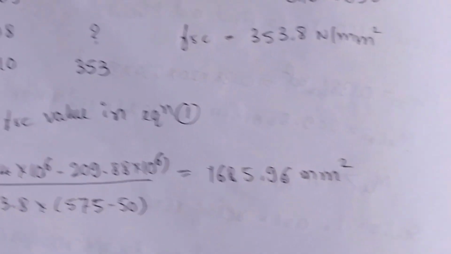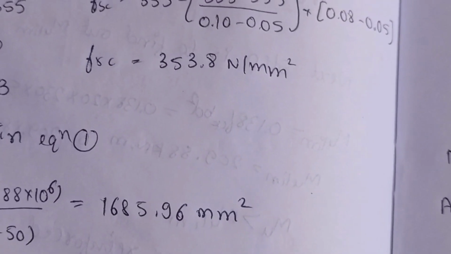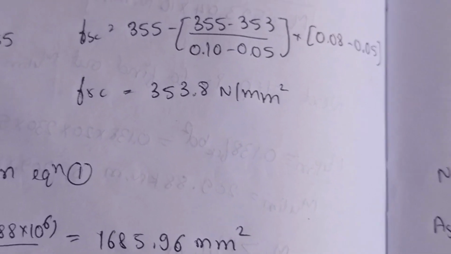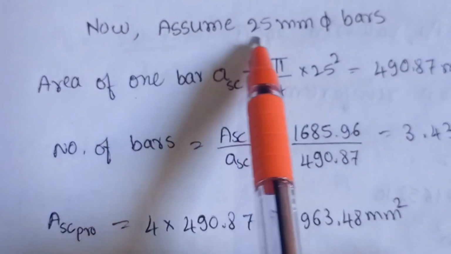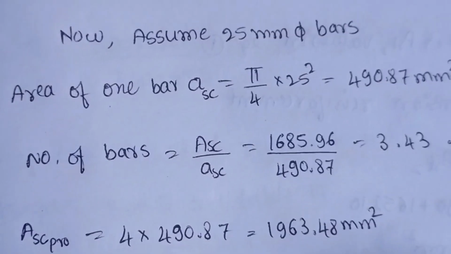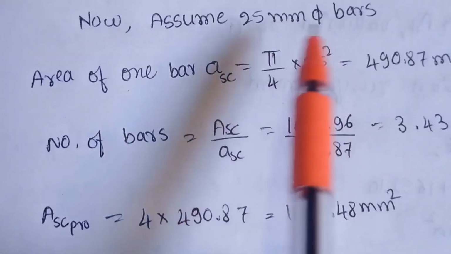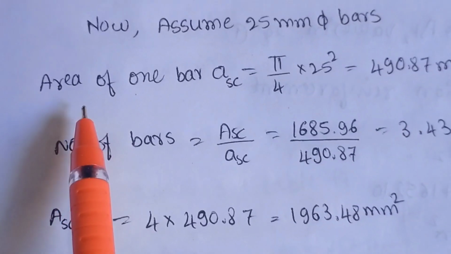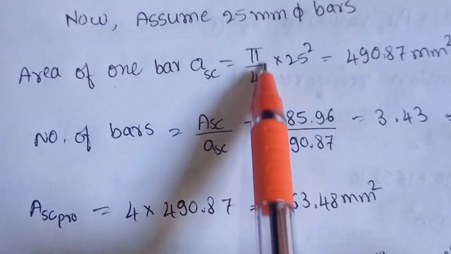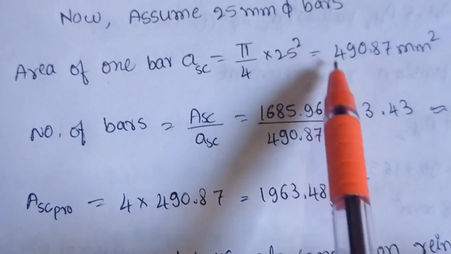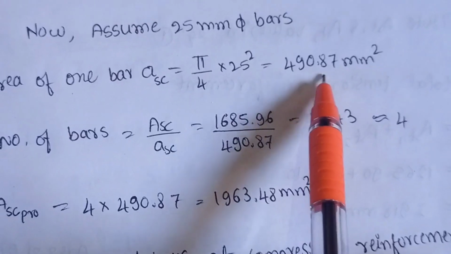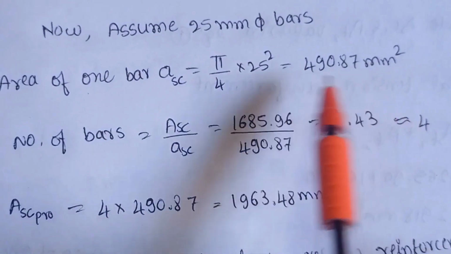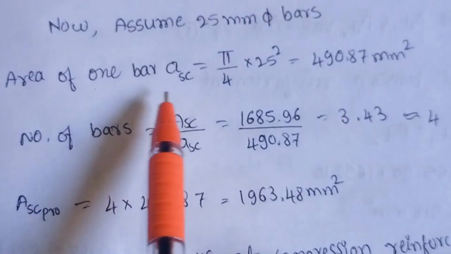After this, the next step is to find out the number of bars and area of each bar. For that, we need to assume the bars. Now assume 25 mm diameter bars. You are free to assume any diameter of bars; I am taking 25 mm. Then the area of each bar, small Asc, is equal to pi by 4 into diameter 25 square. After simplifying, we'll get the area as 490.87 mm square.